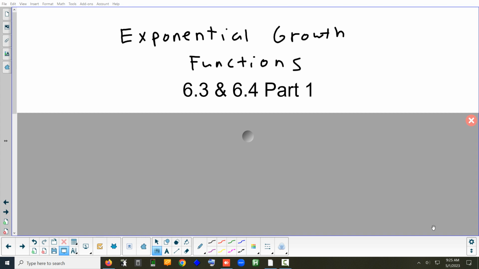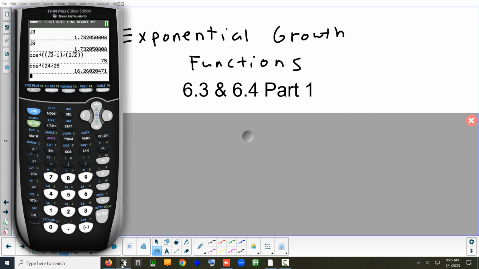So the last full unit that we're going to cover is on 6.3 and 6.4, and it's on what we call exponential functions. So when we draw things in class, what have we drawn mostly this year? Things that look like what kind of shape? Like a shape of when we graph things. Like a line. Yeah, lines.